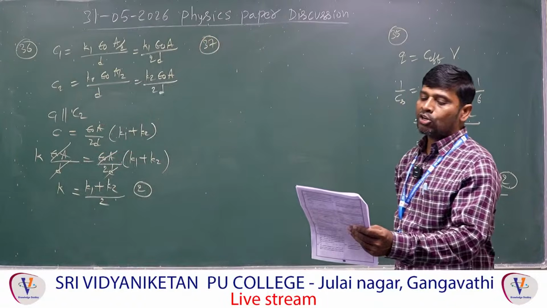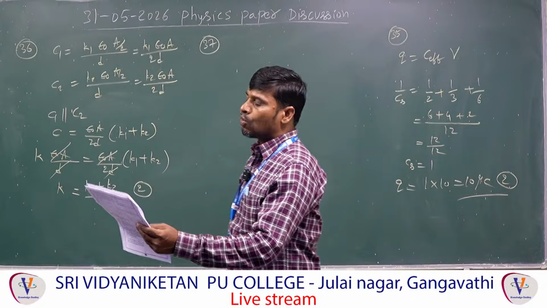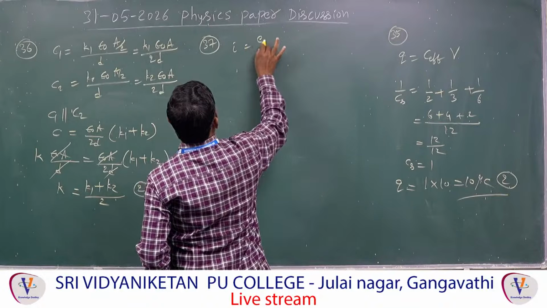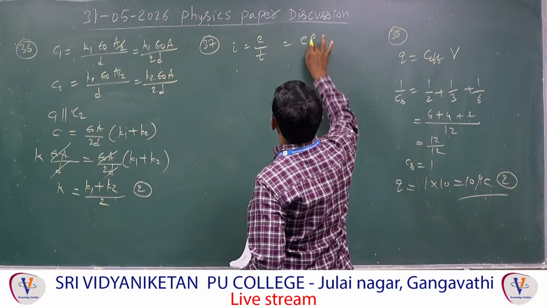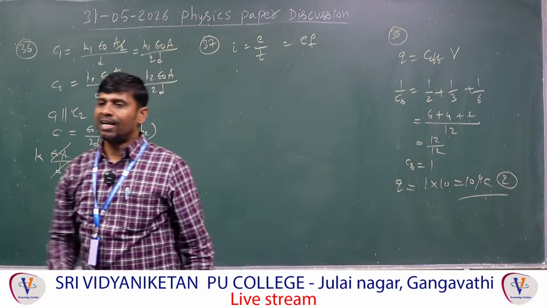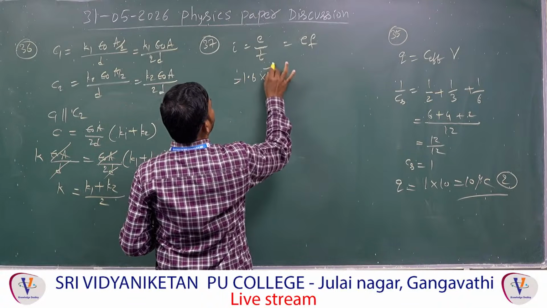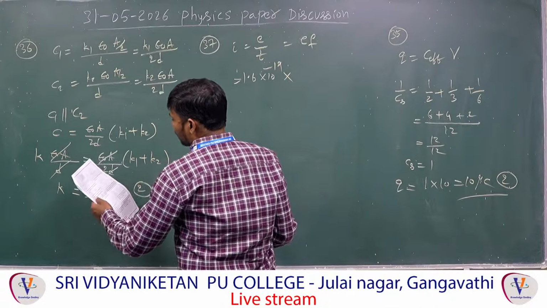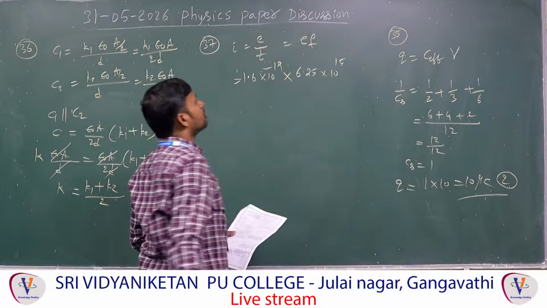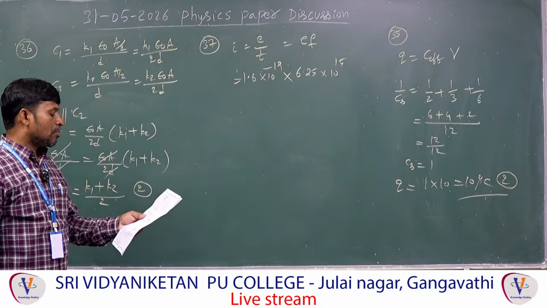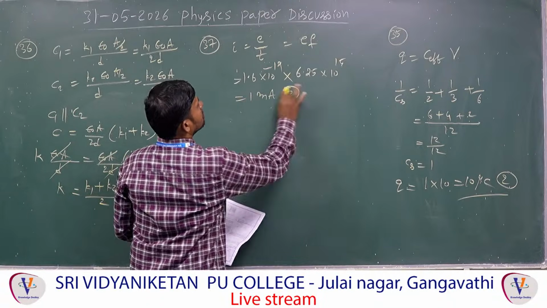If an electron in a hydrogen atom makes 6.25 into 10 power 15 revolutions in 1 second, what is the current? Current is equal to charge by time. 1 by time is nothing but frequency. What is the charge? 1.6 into 10 power minus 19. What is the frequency? 6.25 into 10 power 15. That's why we get 1 milliampere. We get the second option.